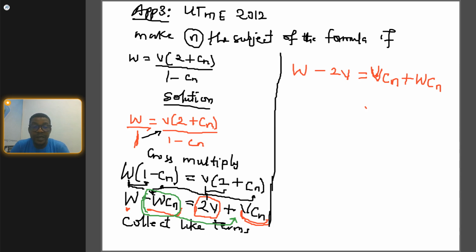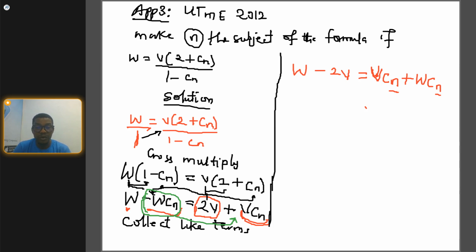Now you can see that the family of Cn are together. So we are getting closer to our response, and that's why I'm smiling. So let's proceed. We have n, which is common to both sides. That's the knowledge of factorization. When you have an alphabet that is common to both sides, that means you can factorize.